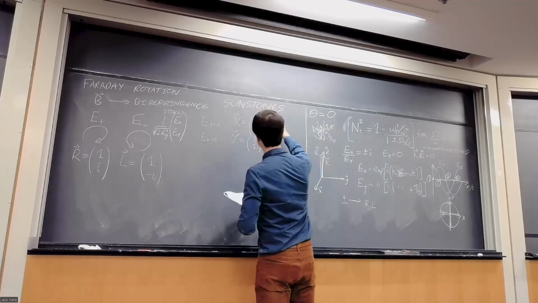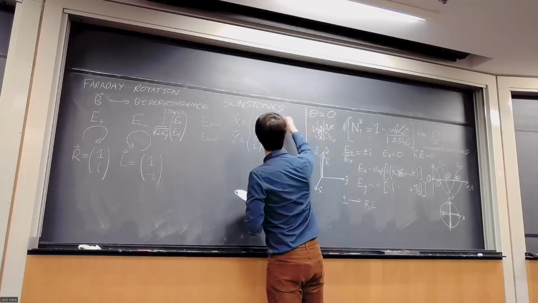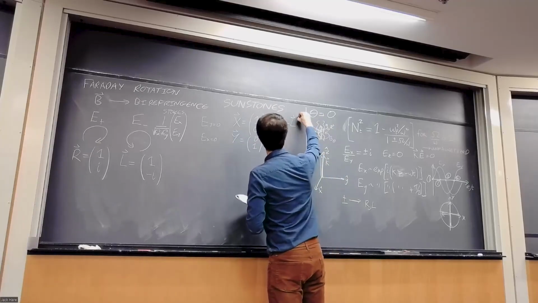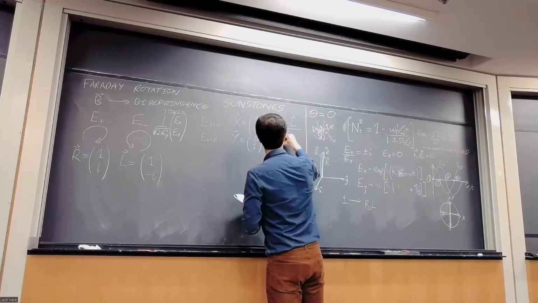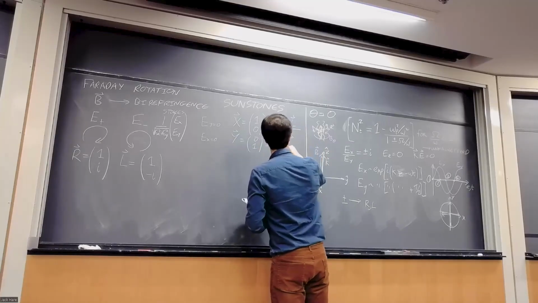So for example, this X linear polarization is R plus L over 2. And the Y polarization is R minus L over 2.